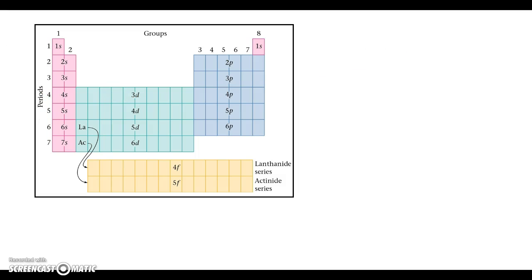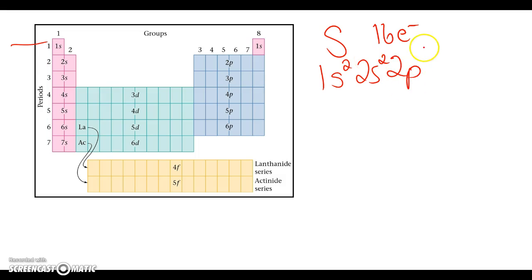Let's try another one. Let's pick sulfur. Sulfur has 16 electrons. So we're starting at the top left corner. 1s will hold 2, 2s will hold 2, and then 2p will hold 6. So I've used 10 so far. 3s will hold 2, and then I have 2, 4, 10, 12. I have 4 left. 3p will hold 4 electrons.